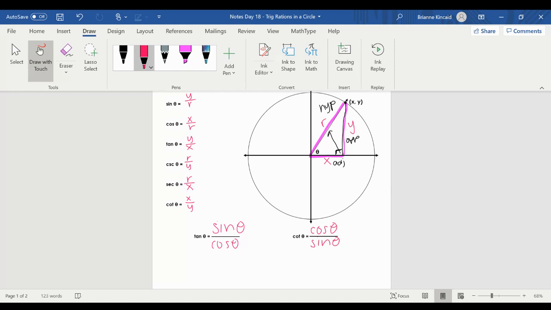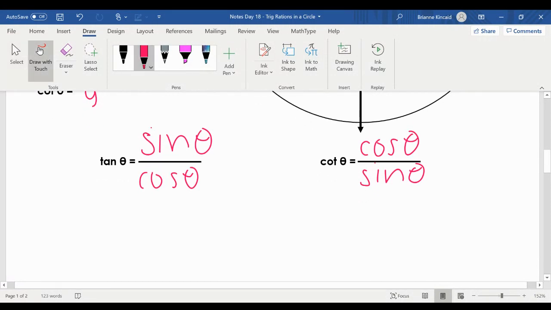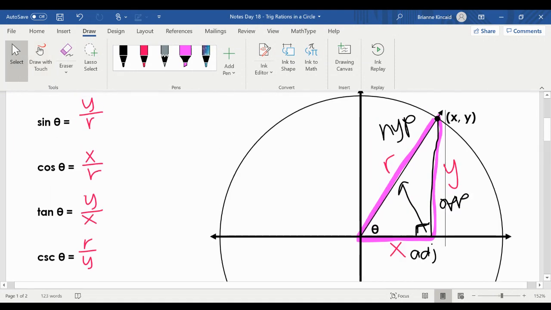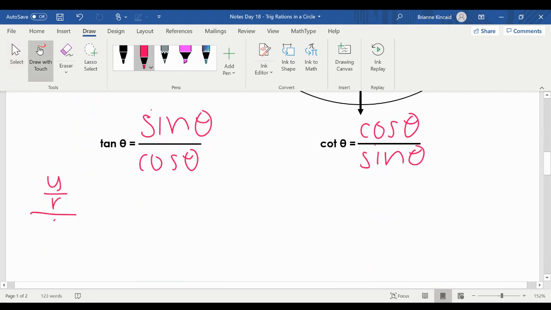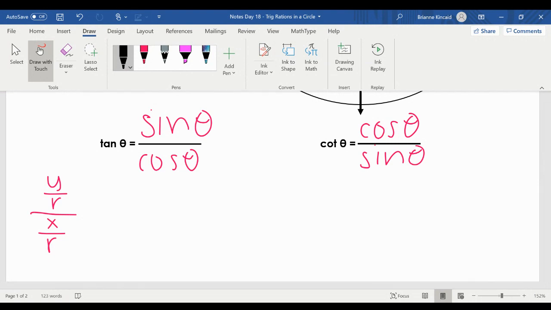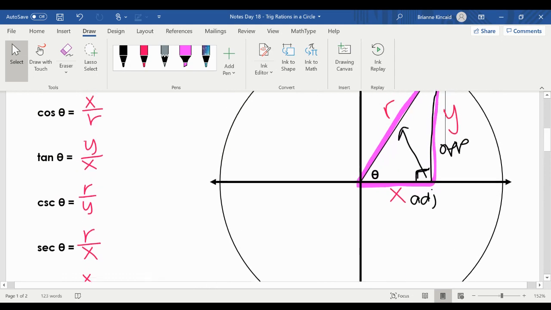So the reason why this works is because my sine ratio is y over r. And my cosine ratio, we scroll up here, is x over r. You have a fraction divided by a fraction. This means you multiply by the reciprocal, or you keep the first, change to multiplication, flip the second fraction. And what you should notice here, when you multiply this, you have yr over rx. The r's cancel, that gives you just y over x, which is your ratio for tangent.